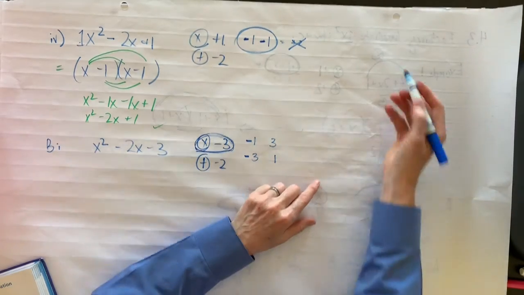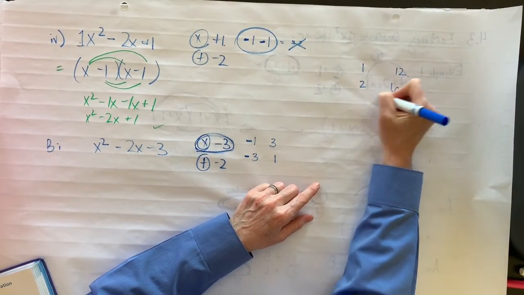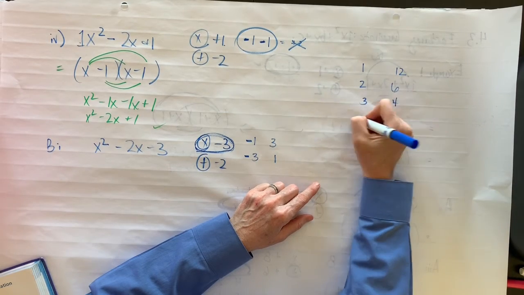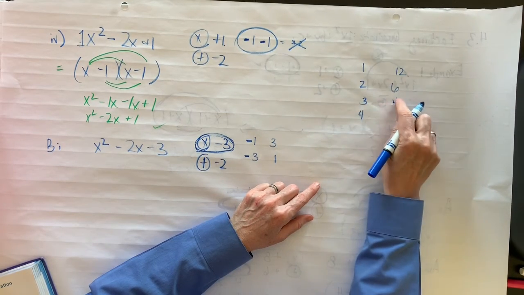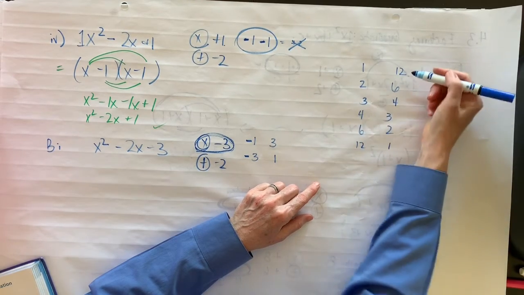I'm doing a timeout here. Let's look at the factors of 12. You would have 1 and 12, 2 and 6, 3 and 4, and now I'm halfway, so I'm just going to repeat them backwards. 4 and 3, 6 and 2, 12 and 1.